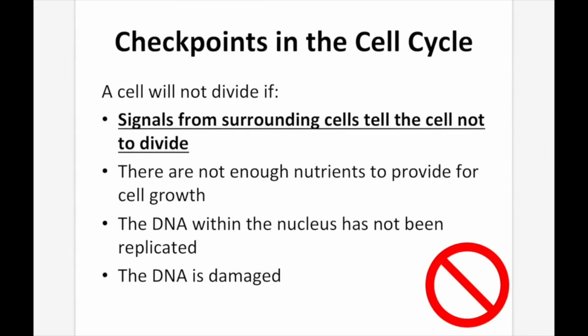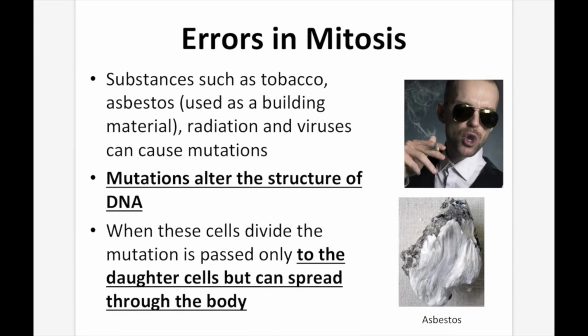Now there are certain checkpoints in the cell cycle. Now a cell will not divide if signals from the surrounding cells tell the cell not to divide, if there's not enough nutrients to provide for cell growth, if the DNA within the nucleus has not been replicated, and if the DNA is damaged.